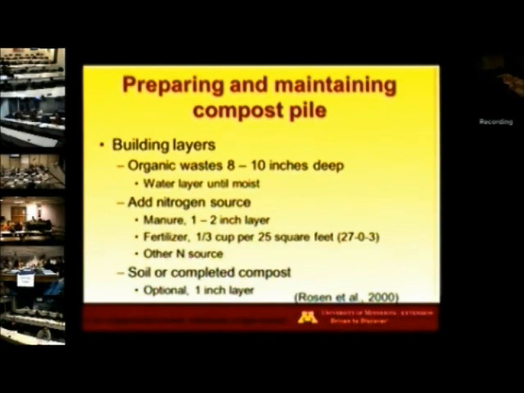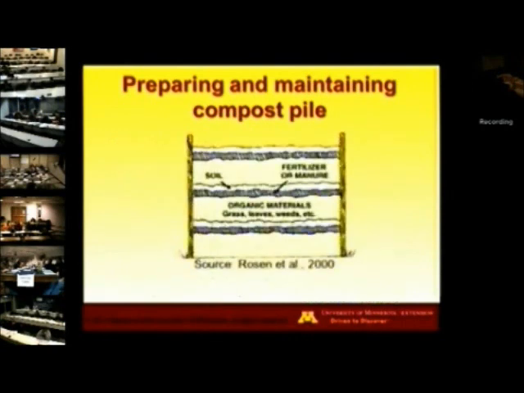And then if you want to, you could also put in soil or completed compost. That layer is actually optional. I guess one reason this would be recommended is that you could say you're inoculating your compost pile, if you will, because you're adding microorganisms either from completed compost or from the soil. However, it's usually not necessary, because everything that you're going to be composting already has a lot of microbes on it. So if you want to, you can put soil or completed compost, but you wouldn't have to.